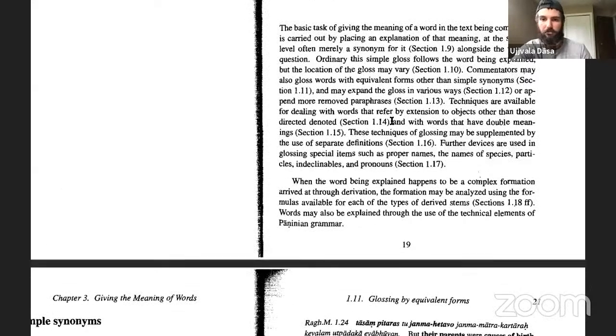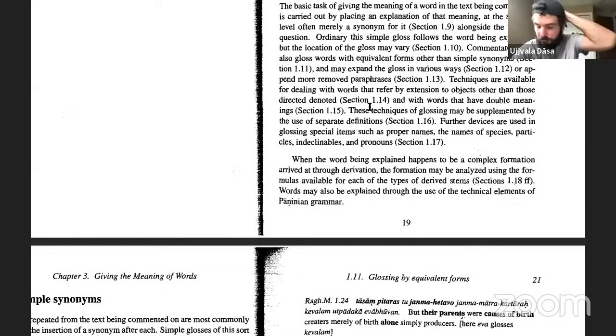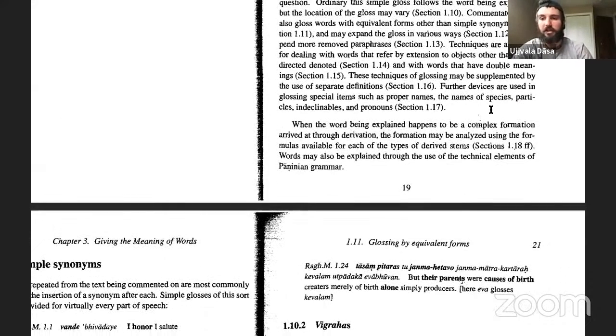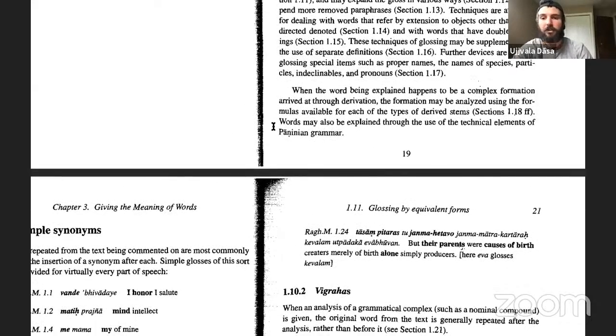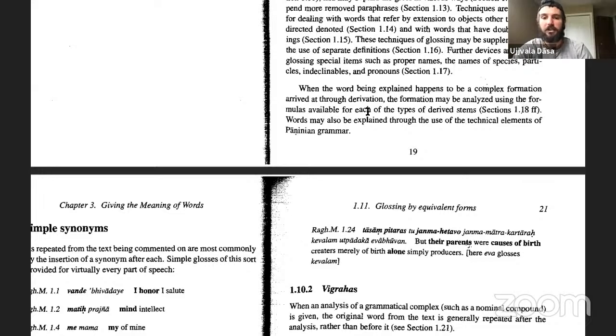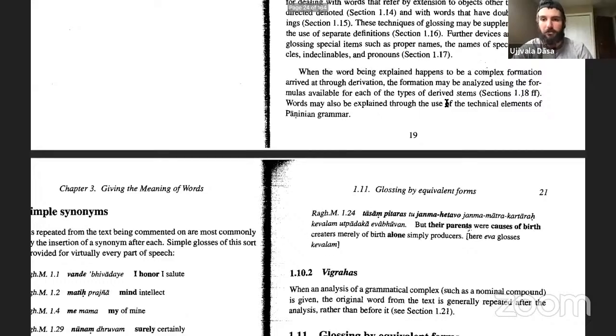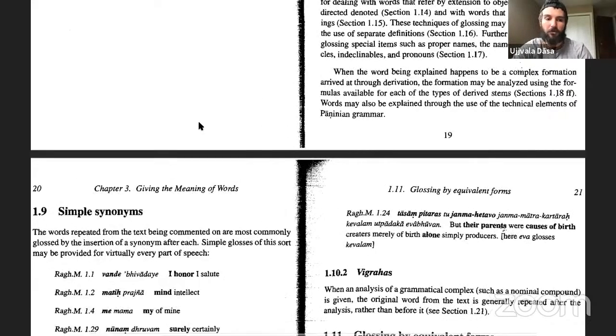Techniques are available for dealing with words that refer by extension to objects other than those directly denoted, and with words that have double meanings. These techniques of glossing may be supplemented by the use of separate definitions. Further devices are used in glossing special items such as proper names, the names of species, particles, indeclinables, and pronouns. When the word being explained happens to be a complex formation arrived at through derivation, the formation may be analyzed using the formulas available for each of the types of derived stems. Words may also be explained through the use of technical elements of Paninian grammar.